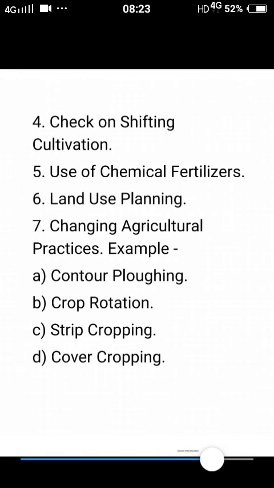Land use planning. The Central Soil Conservation Board has prepared a number of plans for soil conservation in different parts of our country. These plans are based on the climatic conditions, relief of land, the features of the land surface, which is uneven and not flat, and the social behavior of the people. Integrated land use planning is one of the best techniques for proper soil conservation.